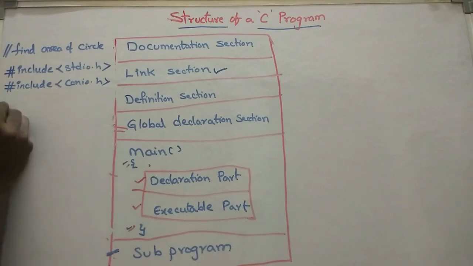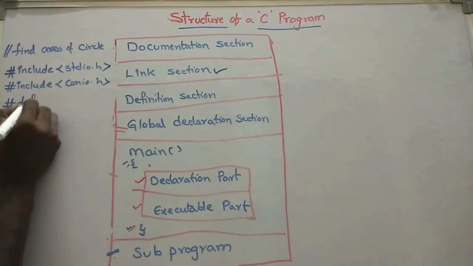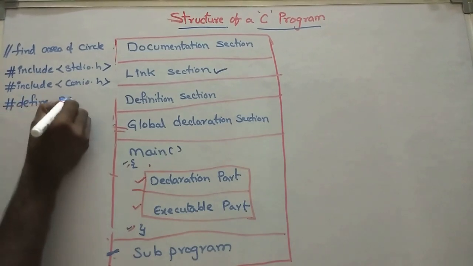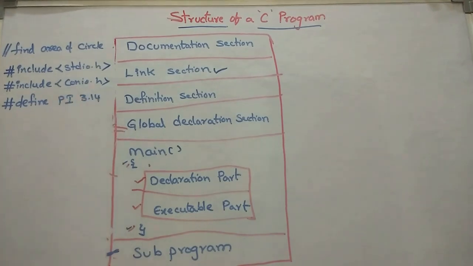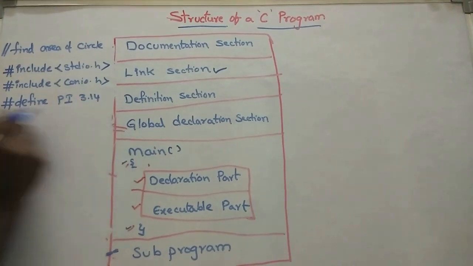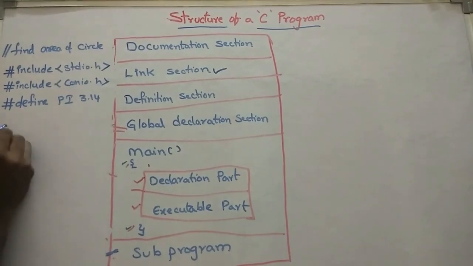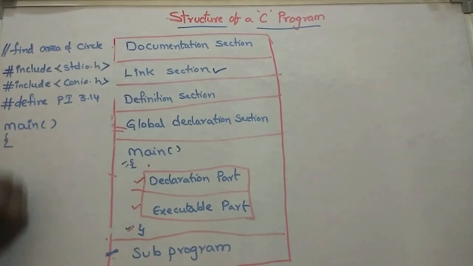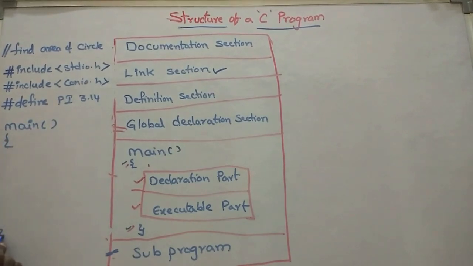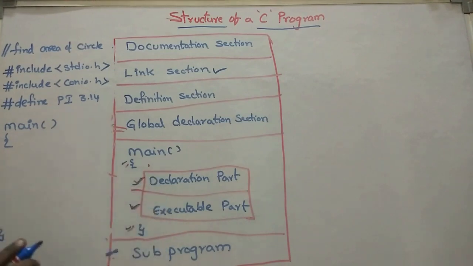Suppose, based on my problem statement, I require one constant value. Then I have to use #define. Suppose I define the pi value as 3.14. Right? Now the global section. For this program, there is no need for any global variable. Then I can go to the main method: main, open brace and close brace. In it we have two parts: one is the declaration part, and the other is the executable part.